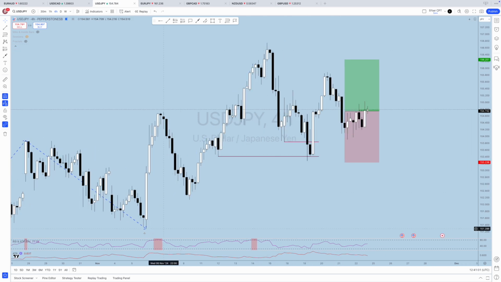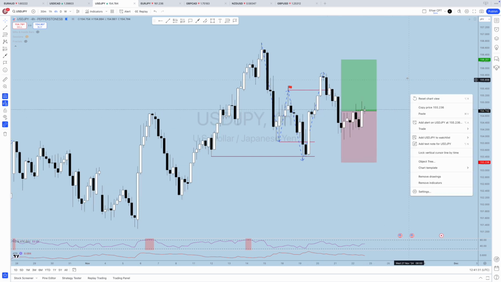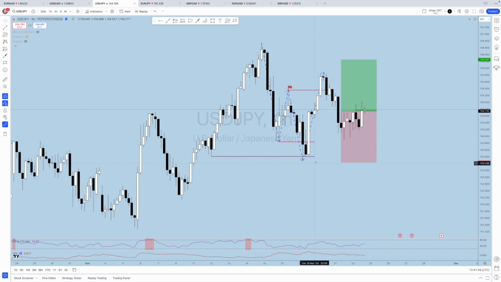I'll just delete this to explain the reasons. So 4-hour was going up, started retracing, created the level here, and then broke it. So this for me is initial sign that the price will be reversing and starting another move to the upside. And at this point, I was ready to enter.